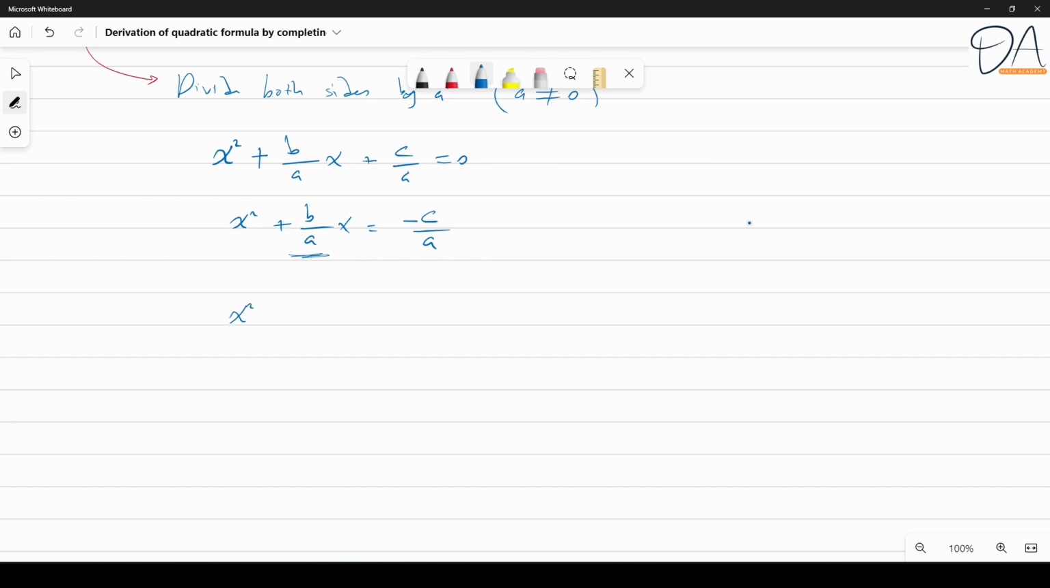So we'll get x squared plus b over a x plus, now this is the term that we add to complete the square, b over 2a squared. This is half the coefficient of x and we square it, equal to minus c over a. Of course, to balance things out, we need to add also the same thing to the other side. So we'll get b over 2a squared.